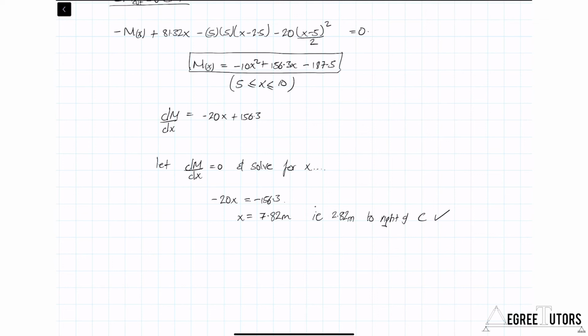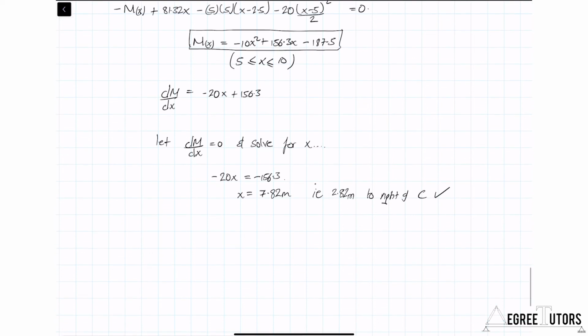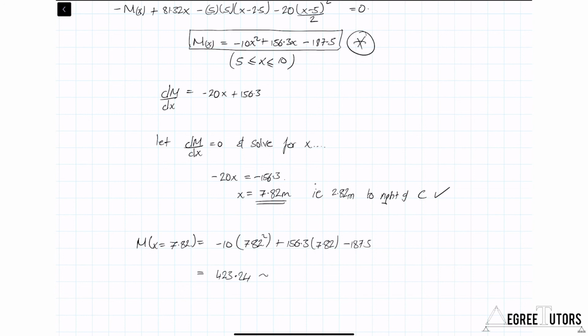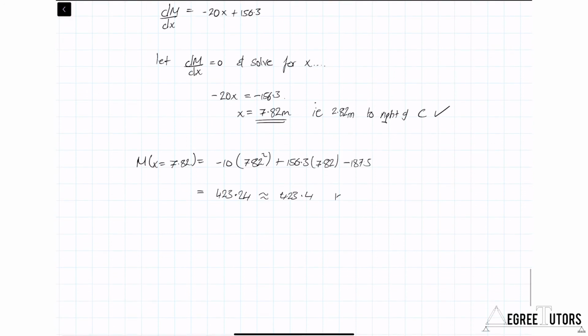Okay, and now what we have to do is sub in this value for x back into this equation up here to get the value of the moment at that location. So M for x equal to 7.82, and what would we have? Okay, and that would all equal to 423.24, which is approximately equal to the 423.4 I got previously, and the difference there is just down to rounding differences.